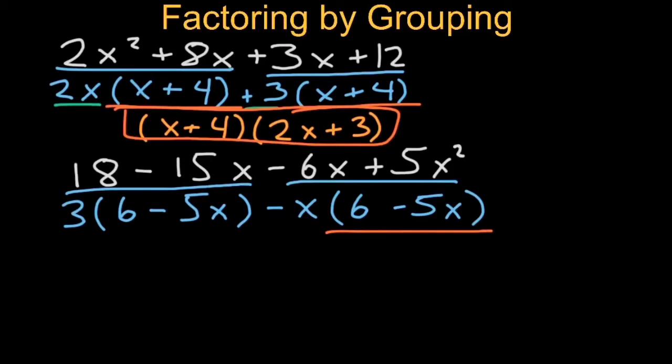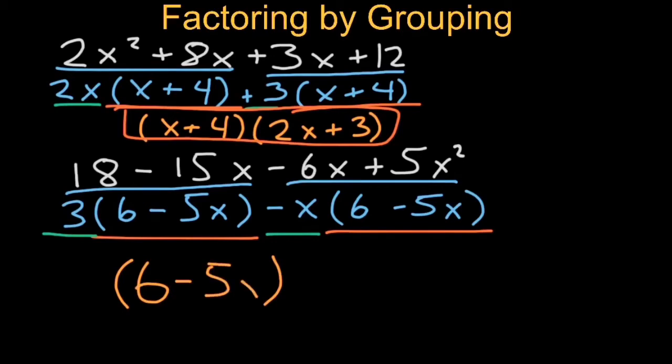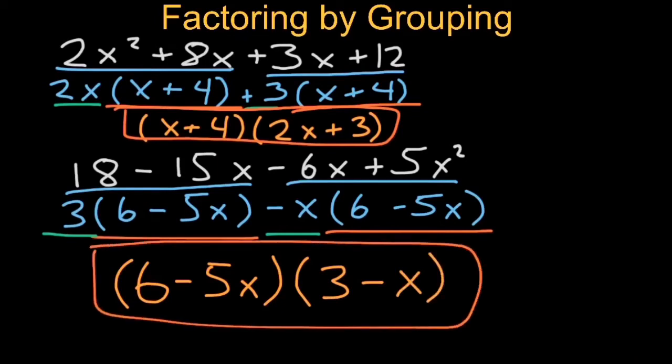So these are two common factors here. And we're left with these two remainders right here. So let's write down our common factor. Let's factor this out so we have 6 minus 5x in this bracket and 3 minus x in the other bracket. And this is our final answer for the second question.